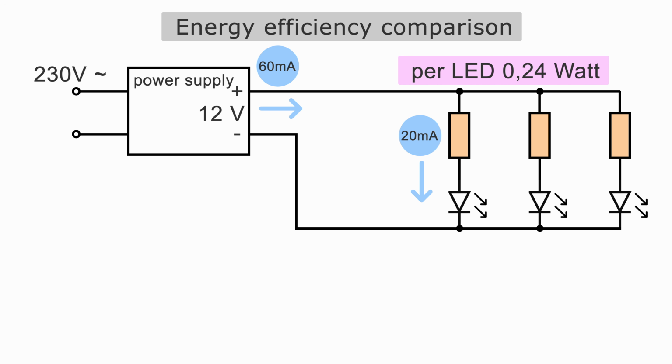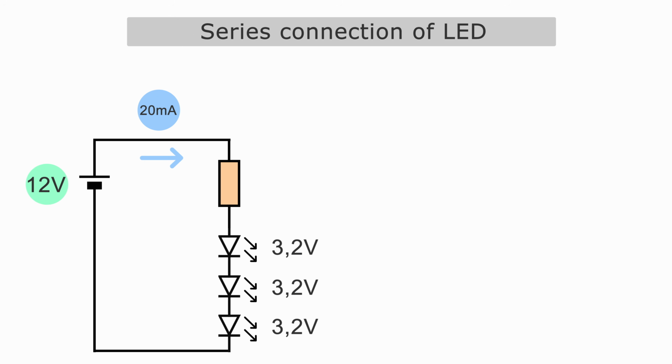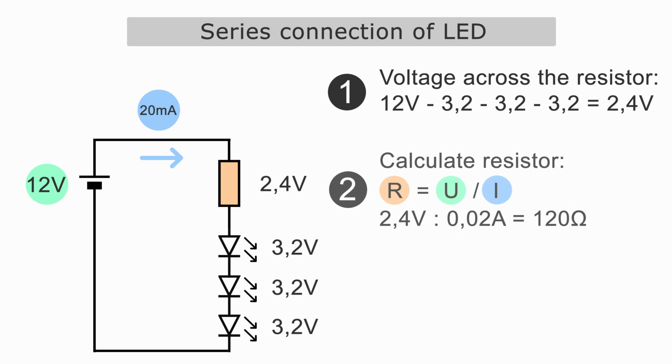If, for example, I connect 3 LEDs in series, the power consumption per LED drops to 0.08 watts. This saves us an enormous amount of energy. Let's calculate why this is the case. To calculate the voltage drop across the resistor, I have to subtract the forward voltages of all 3 LEDs in the series connection. So I calculate 12 volts minus 3.2 minus 3.2 minus 3.2 volts and get 2.4 volts at the resistor. You then calculate the resistance in the same way as you have already learned.